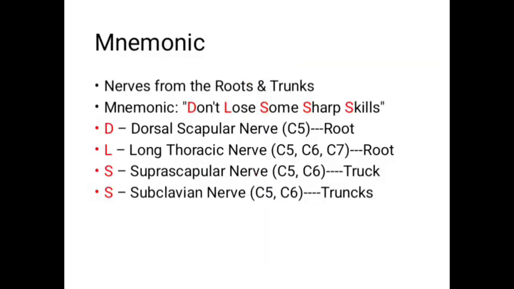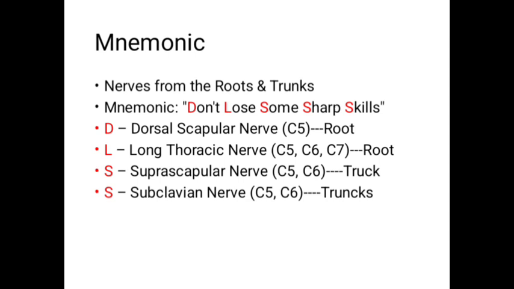Now the next is a mnemonic that will help us know the branches of the roots and the trunk. And this mnemonic is "Don't lose some sharp skills." D for dorsal scapular nerve, which is a branch of the roots. L for long thoracic nerve, which is a branch of the roots. S for suprascapular nerve, which is a branch of the trunk. The second S is for subclavian nerve, which is a branch of the trunk.